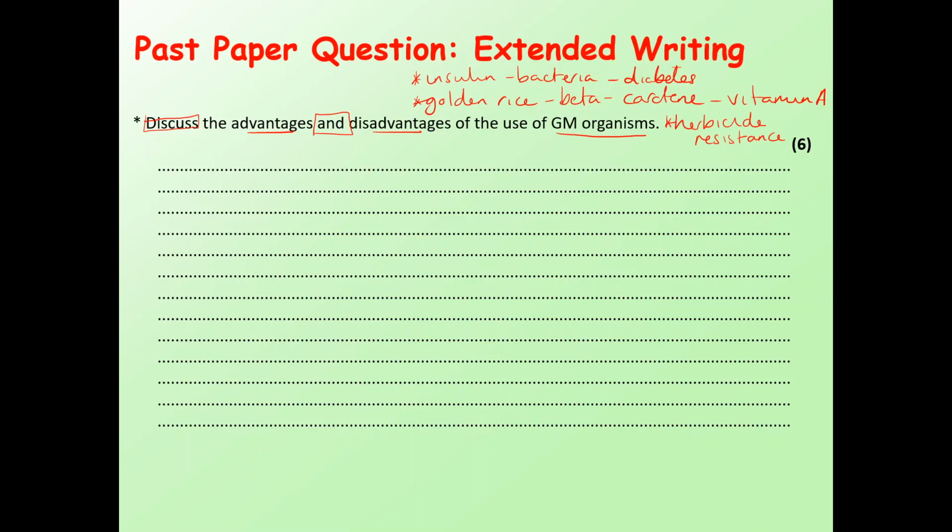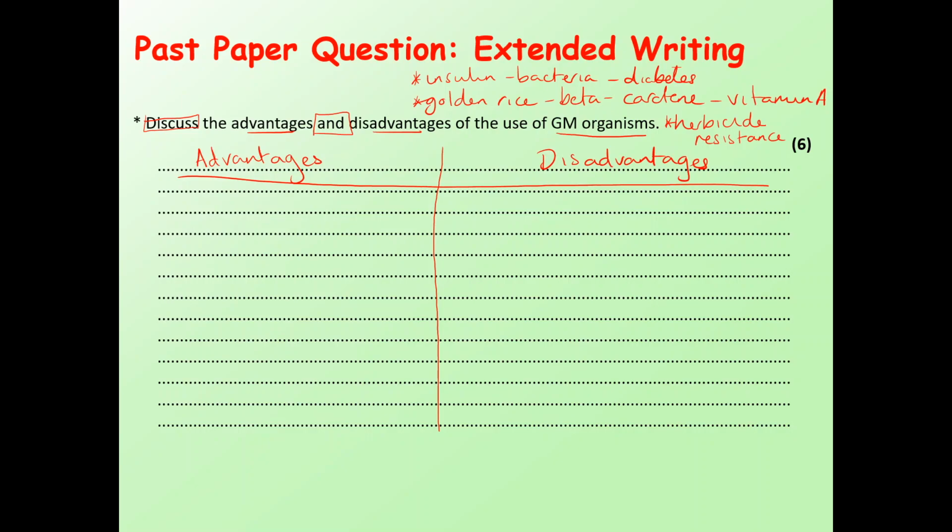How could we use that in our answer? Now, what I would like you to do with advantages and disadvantages is actually to structure your question in a table. So we split our page here in half, and it helps us really make sure that we are discussing both the advantages and disadvantages of the GM organisms. Okay, what I'd like you to do now is pause the video and have a go at answering that question. Okay, now what I'd like to do is go through how I would have answered this question.